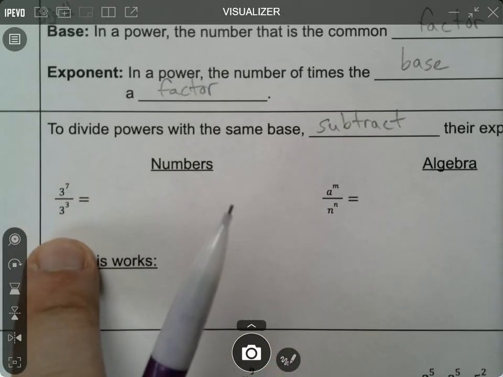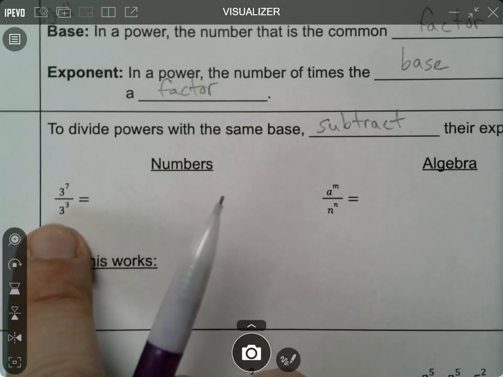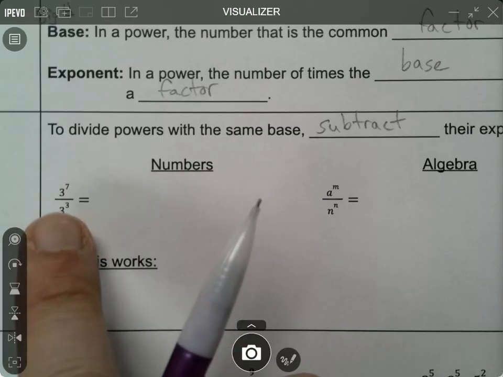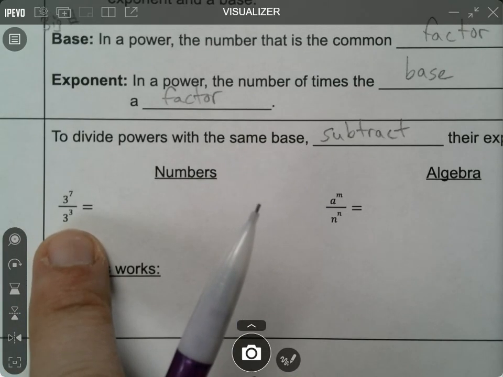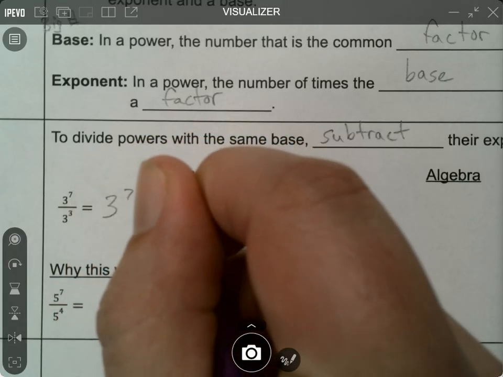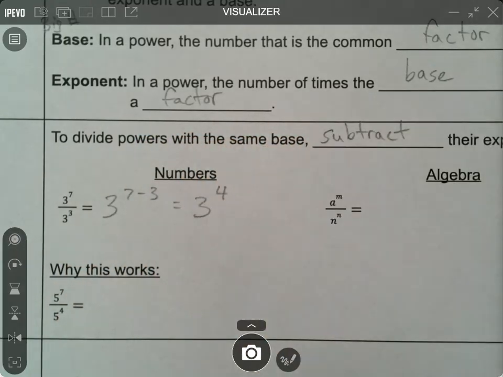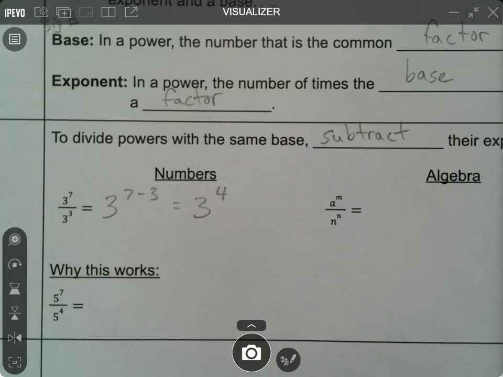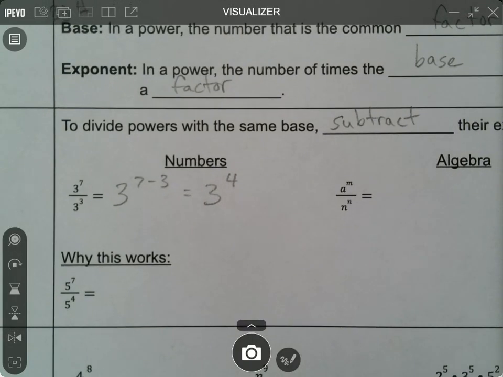If I have 3 to the 7th over 3 to the 3rd, first off, notice this is a fraction, and every fraction is a division problem, right? This would be like a 7 minus 3, which is a 4. Okay? That's how this works.